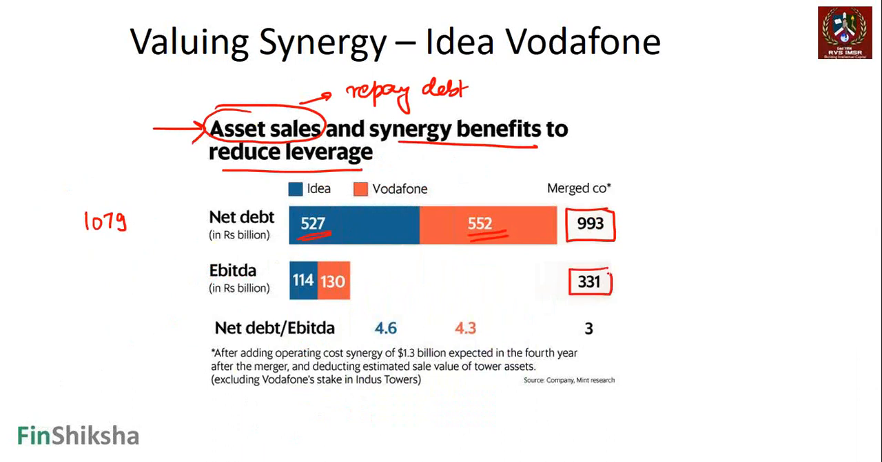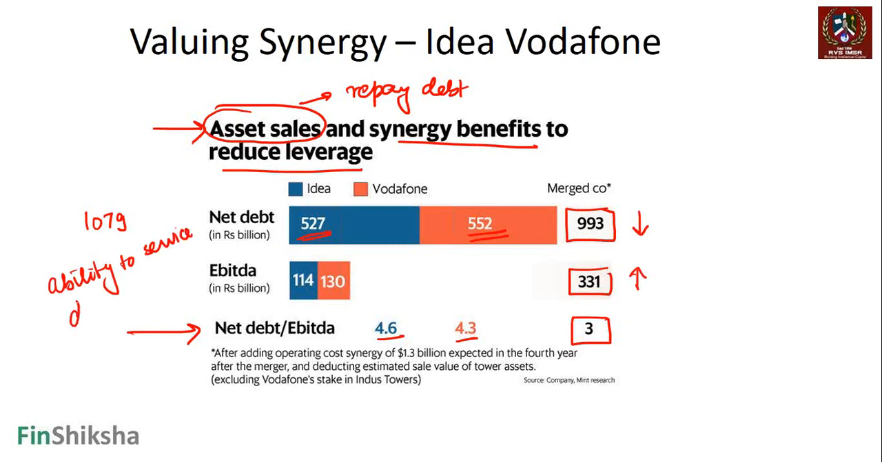EBITDA is going to increase. So when you calculate this ratio called net debt to EBITDA, which is 4.6 and 4.3 here, that improves significantly. Why? Because effectively EBITDA increases, net debt goes down, right? And so that's the advantage in terms of your better profitability and better ability to service debt.